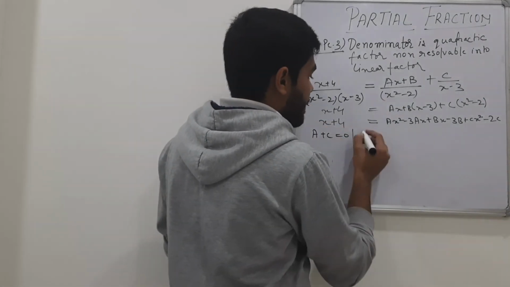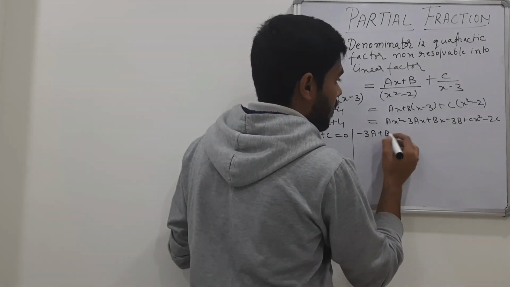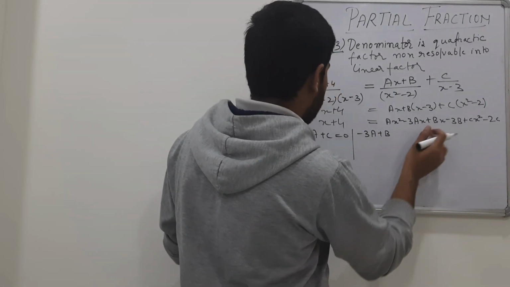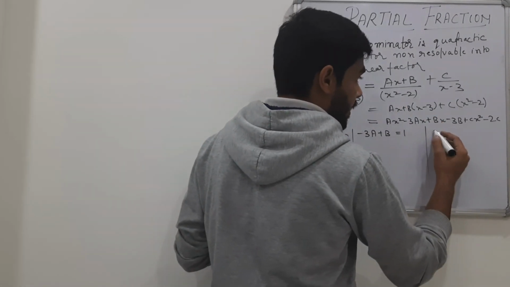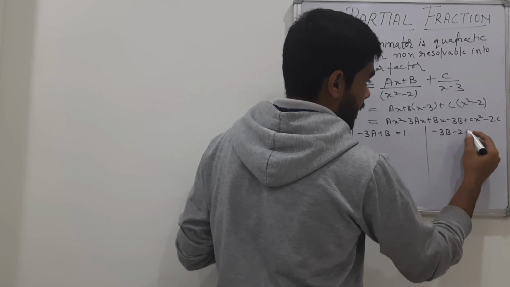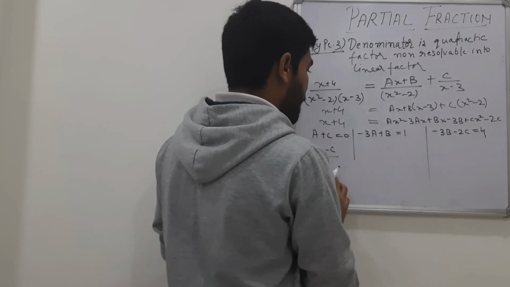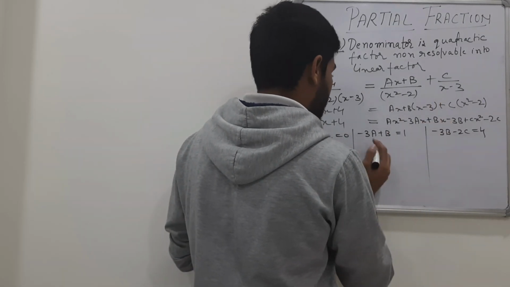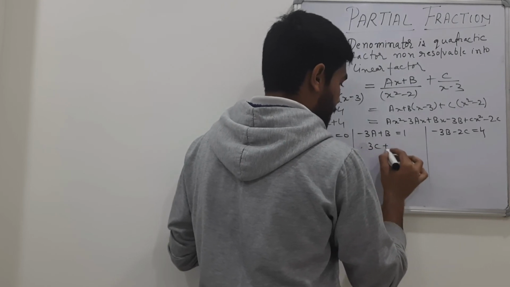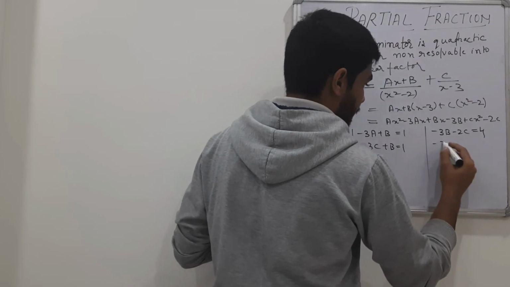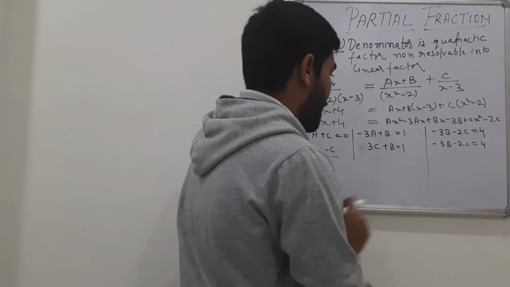Now the second, coefficient of x: minus 3a plus b equals 1, and the third is the constants: minus 3b minus 2c equals 4. Now from here a equals minus c. So put a equals minus c in this: it will become plus 3c plus b equals 1, and minus 3b minus 2c equals 4. Now we will multiply this by 3.